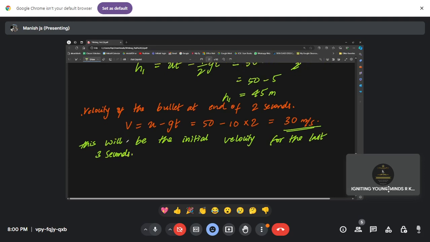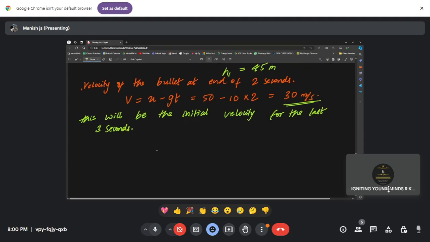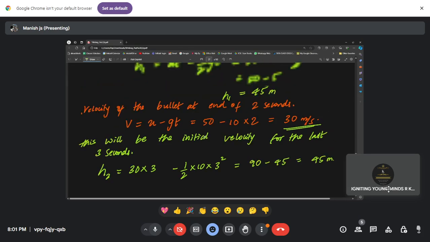So having this particular value, you can substitute and find out the height h2. So h is equal to again ut minus half gt squared. So u is now 30 into time is 3 seconds minus half, g is 10, and t squared is 3 squared. Simplifying, you will get 90 minus 45, which is 45 meters. So you get the value as 45 meters.